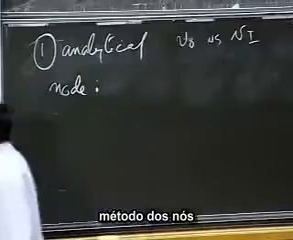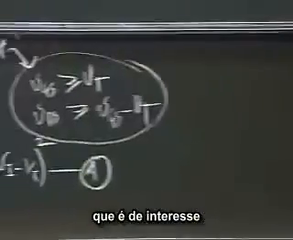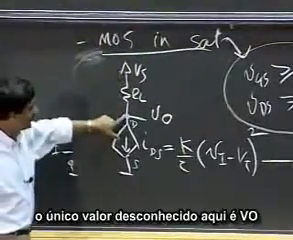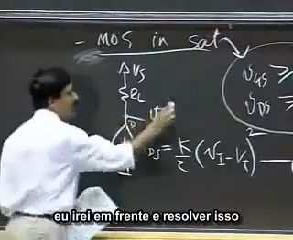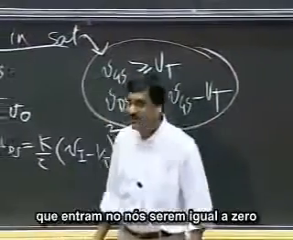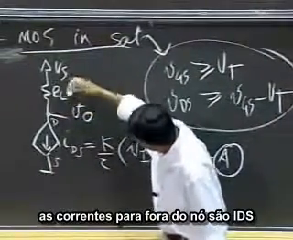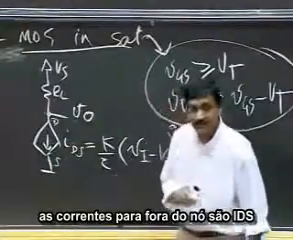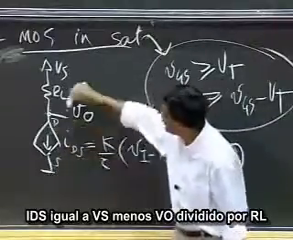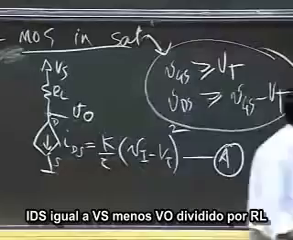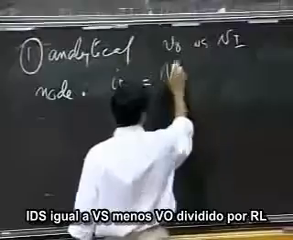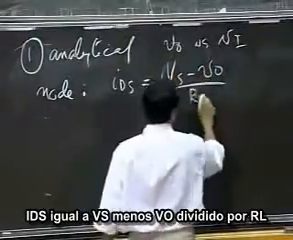So node method, I have a single node here that is of interest. I know the voltage VI at this node. I know the voltage VS at this node. So the only unknown is here, V naught. So I'll go ahead and do that. Let me equate the currents into the node to be 0. So the current out of the node here is IDS, and that must equal the current into that same node. Okay, so IDS must equal VS minus V naught divided by RL.